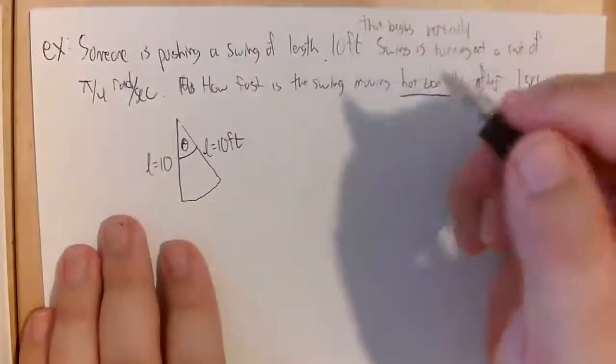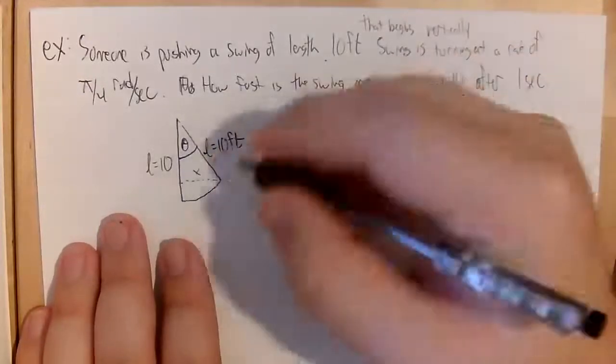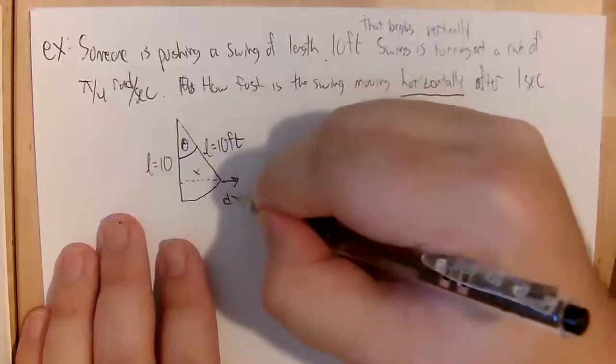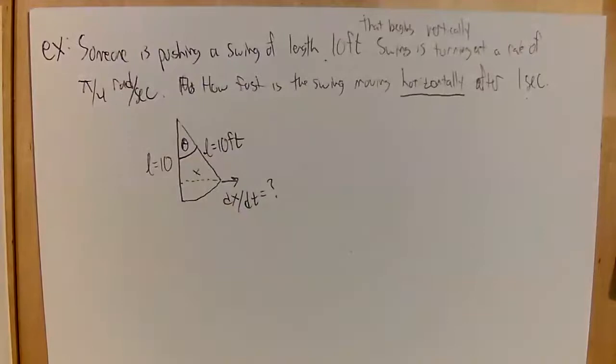Now, what we want to know here, so if the horizontal distance is x, we want to know dx/dt. We want to know how quickly this is moving horizontally to the right here.